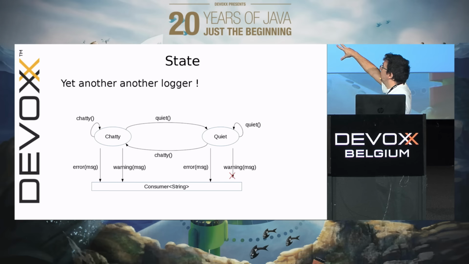So here I have the chatty logger. The chatty logger is able to log using a method error or using a method warning. The quiet logger has exactly the same interface. You have a method error, you have a method warning, but the method warning does nothing. That's why it's a quiet logger and not a chatty logger. From a chatty logger, I can call two methods. I can call chatty that will return itself, and I can call quiet that will return the quiet logger.